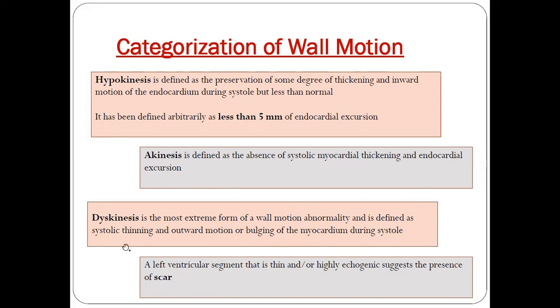Dyskinesia is the most extreme form of wall motion abnormality and is defined as systolic thinning. Generally during systole the muscle gets thickened, but if there is systolic thinning and outward motion, when normally there is inward motion of the myocardium, it is called dyskinesia. A left ventricular segment that is thin and highly echogenic suggests the presence of scar.